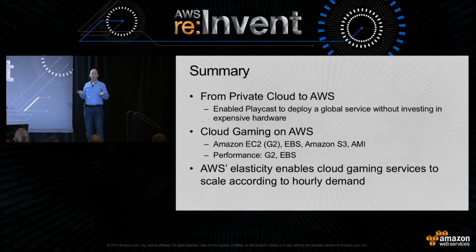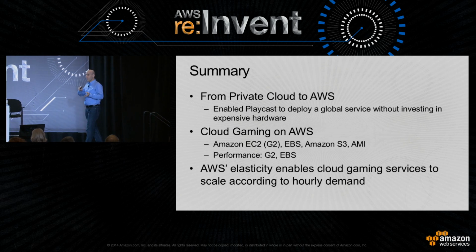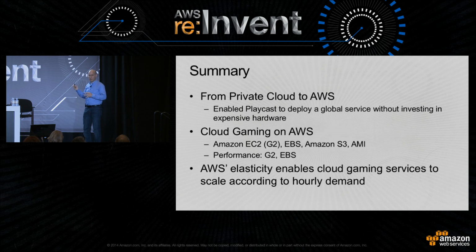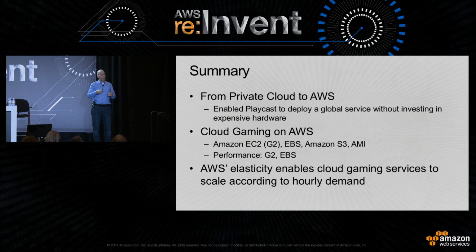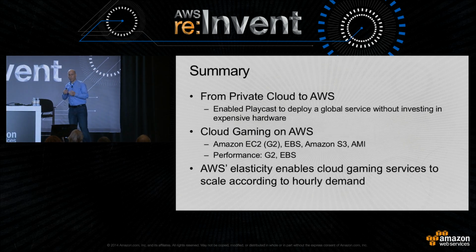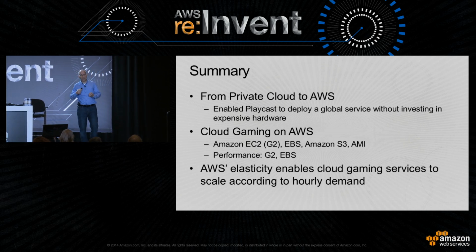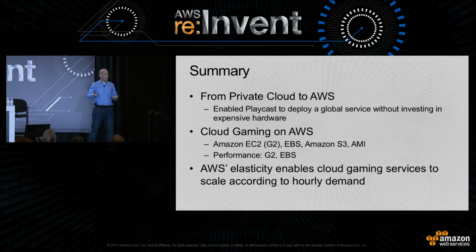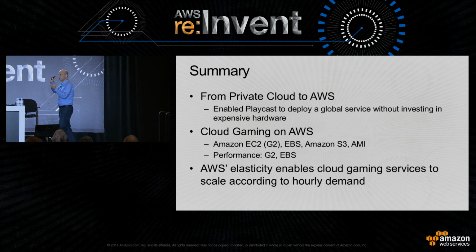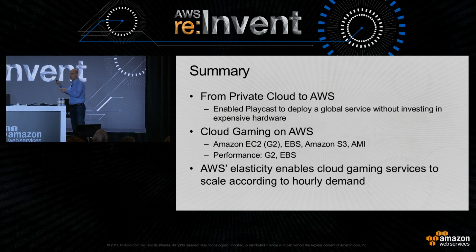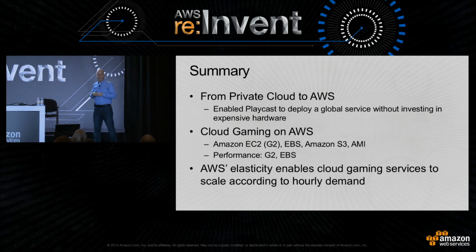So what did we see today? First of all, we saw that you can move from a private cloud to the public cloud, to AWS. And while everybody knows that, it doesn't seem trivial for gaming. Gaming seems to be a unique workload, and it is not trivial that you can move it to the cloud. So we showed you that we can do that. Working with AWS enables us to deploy a global service without the need to invest in expensive hardware. We can just launch the service, and if there is demand, we launch more instances and scale as we grow. We don't need any hardware investment for that.